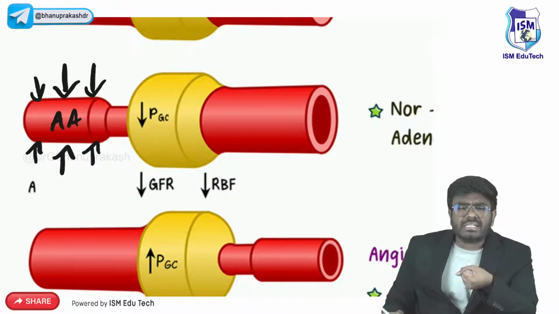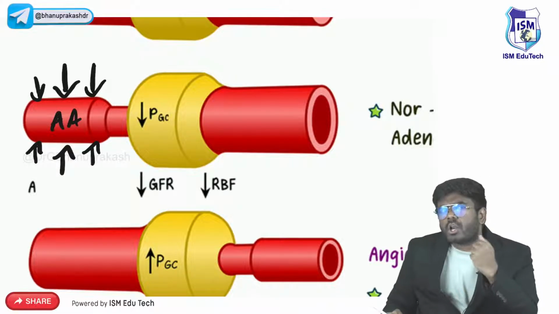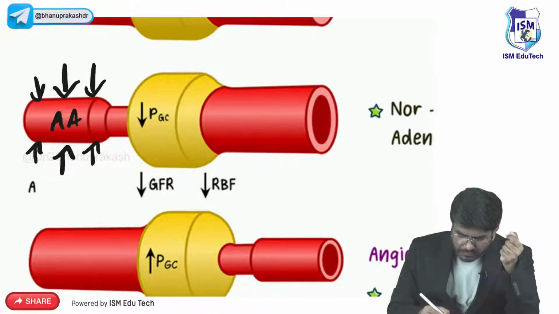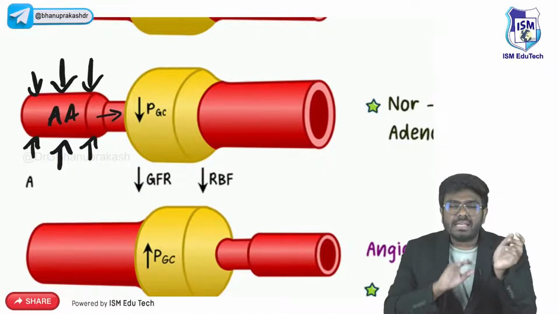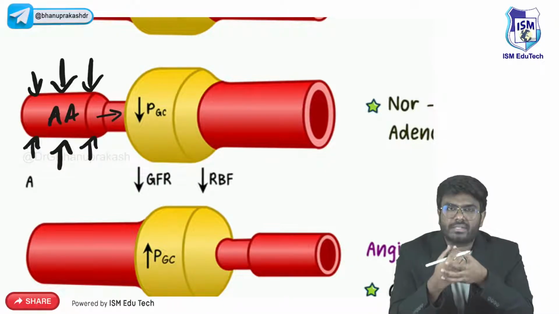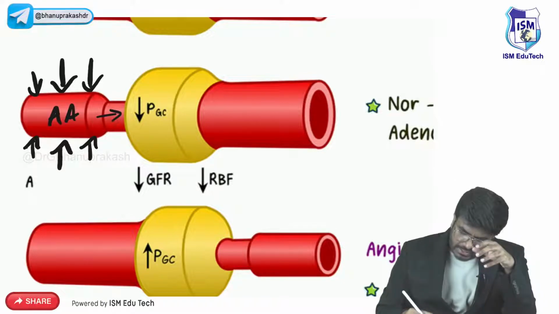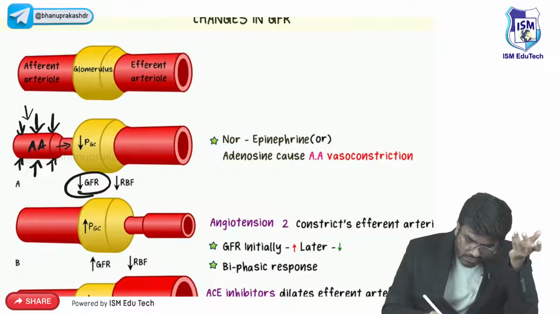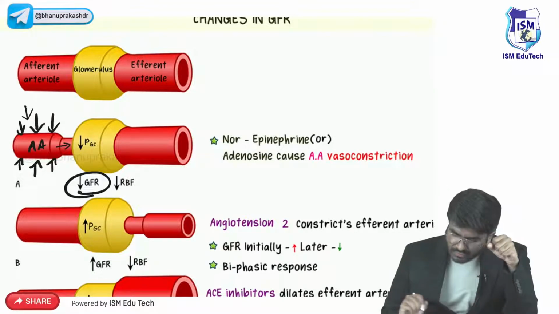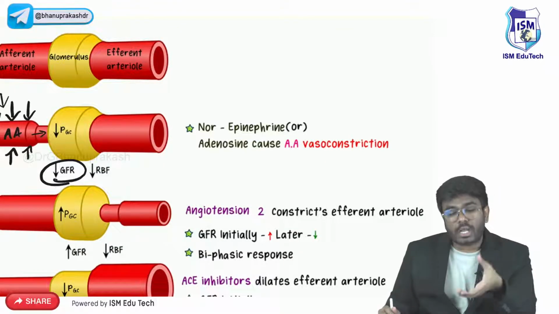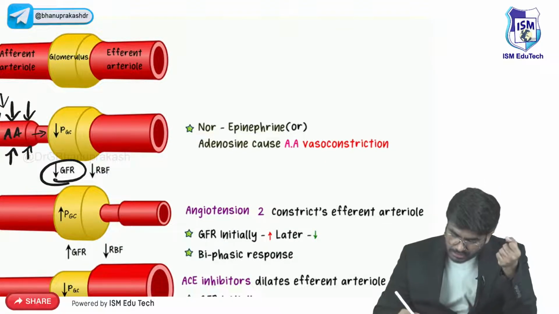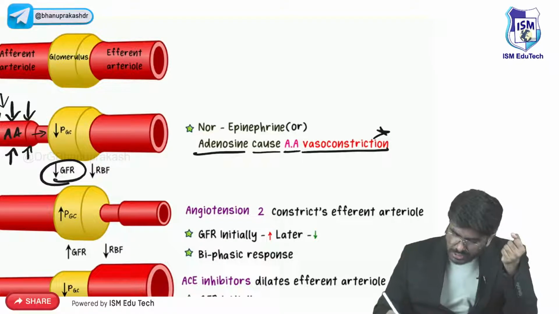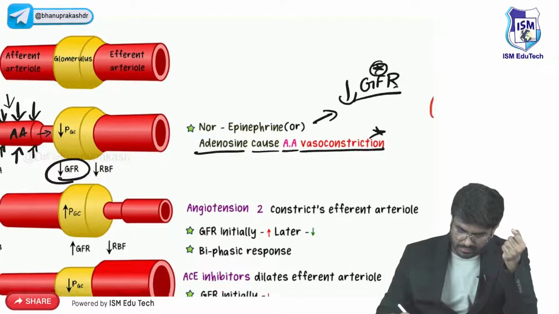Now whenever the afferent arteriole is getting constricted, you think logically and tell me what happened to the GFR. If it is getting constricted, less blood will come. Less blood is coming to the glomerular capillaries, right? So what happened to the filtration? Filtration decreases, GFR decreases. Simple as that. Who will cause this afferent arteriolar constriction? It is done by substances like adenosine. So afferent arteriolar vasoconstriction decreases the GFR.